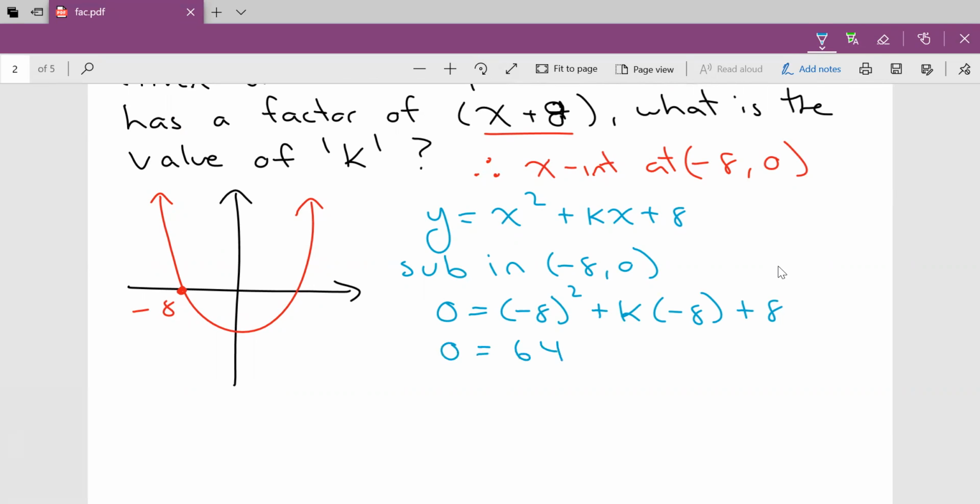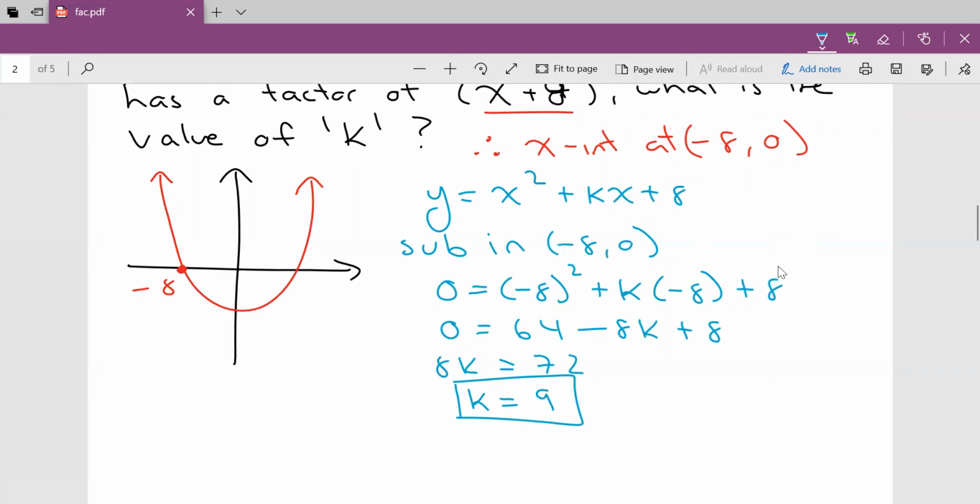Negative 8 squared is 64, minus 8k plus 8. I'm going to add 8k over, so 8k is equal to 72. So then k is equal to 9. That's it. That's what that question's asking for.